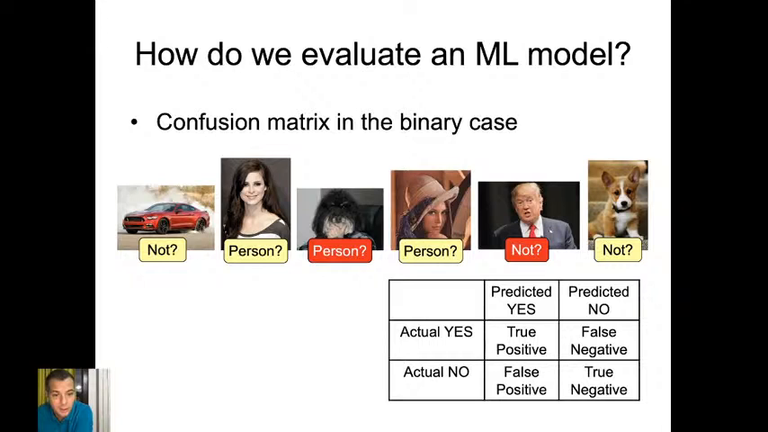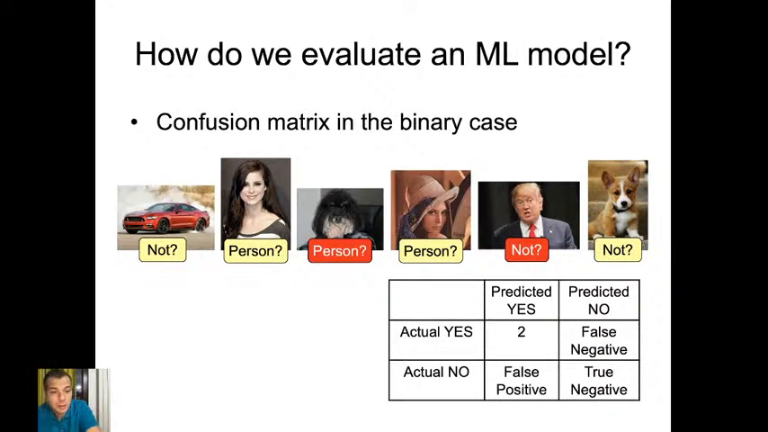We have the true positive rate, so predicted as yes and actual yes. This is the true positive rate. We have the false negative rate: if an example should be labeled, in this case, as a person and you do not label it as a person, you count it as a false negative, and so on.